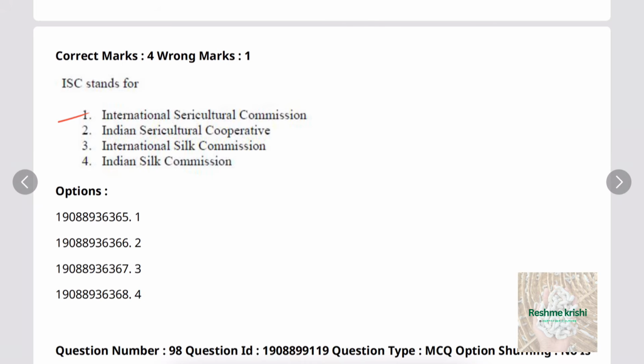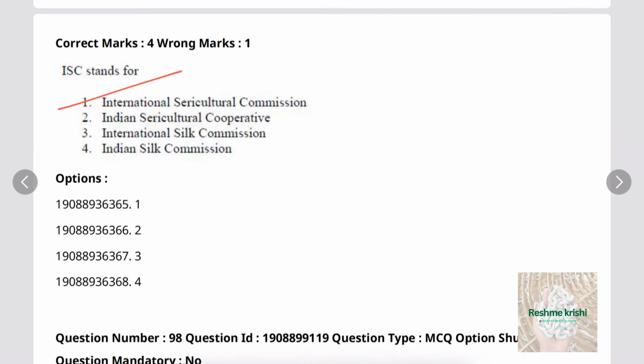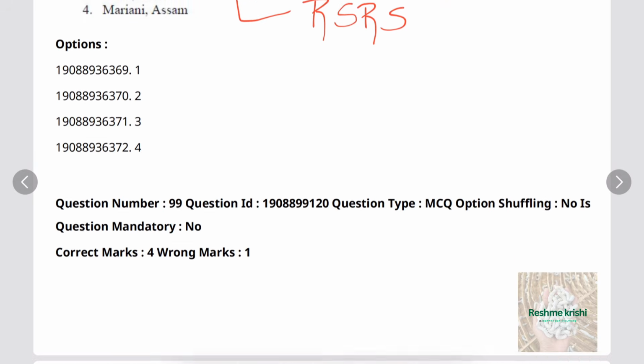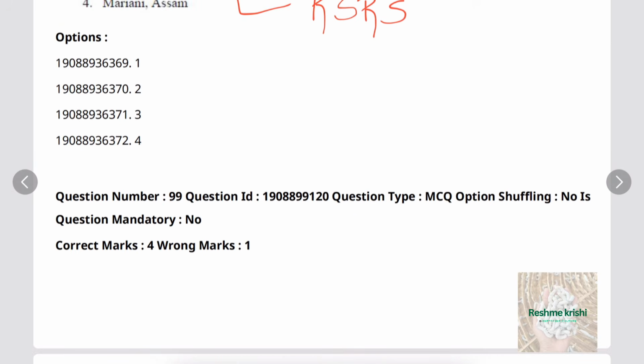ISC, International Sericulture Commission. Straightaway. Central Muga Eri Research, again one more geographical location. It's very easy. Lahdoigarh, Assam. Lahdoigarh is in Jorhat.